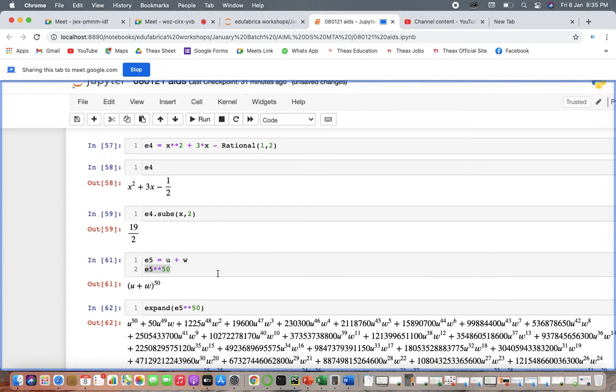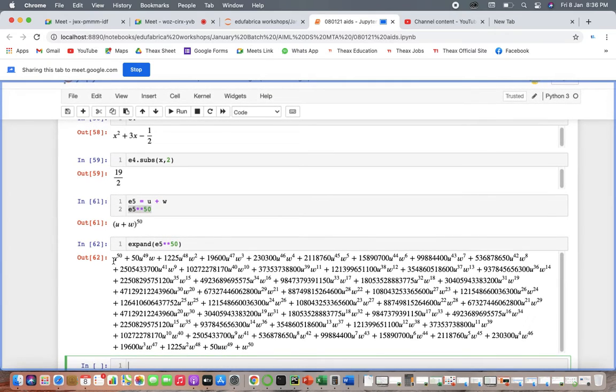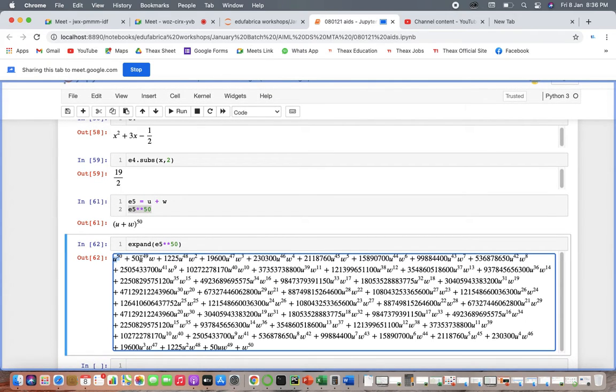So it does not matter in which format you want, but whatever you want, you will be getting your answer. However big the expression is, you'll be getting your result. So U^50 plus 50 U^49 W plus 1225 U^48 W squared, and so on. W is increasing in order while the power of U keeps decreasing. The coefficients go 50, 1225, 19600, until it finishes.